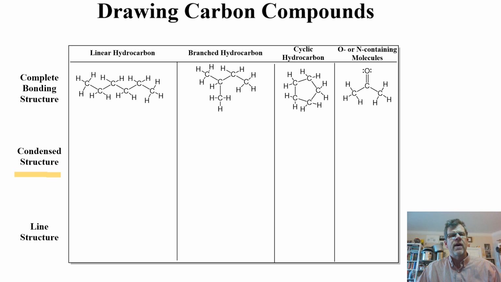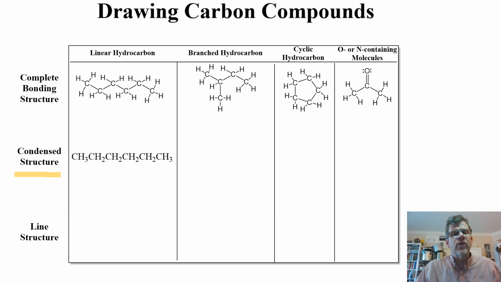It is condensed. Now, the condensed structure essentially includes all the carbons and hydrogens as C's and H's, but takes away all of the bonds. The covalent bonds, those lines, we now have to infer that they're there. So let's look at the corresponding condensed structure compared with the complete bonding structure of our linear hydrocarbon. Notice this follows the parent chain, if you will, through this linear hydrocarbon, but it abbreviates or condenses the number of hydrogens connected to it.